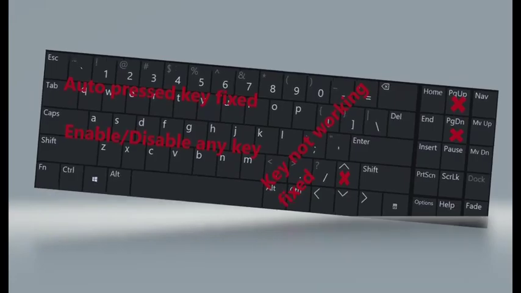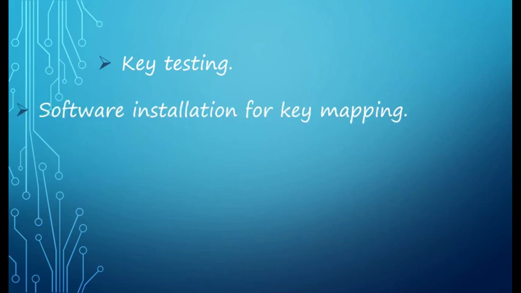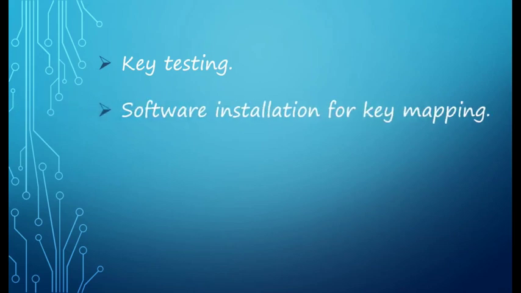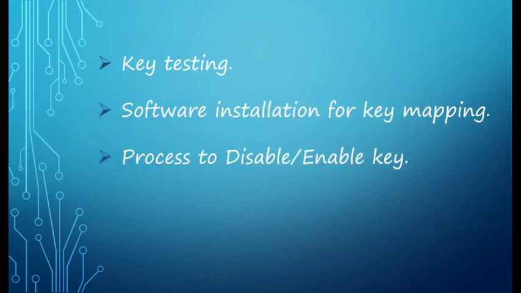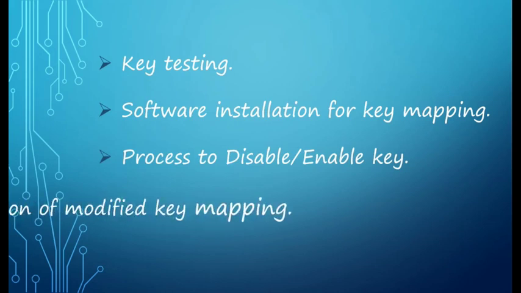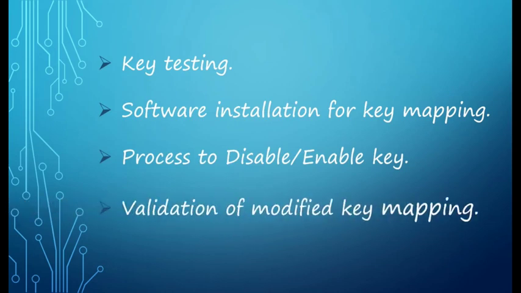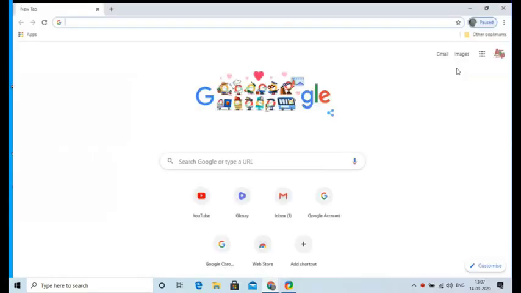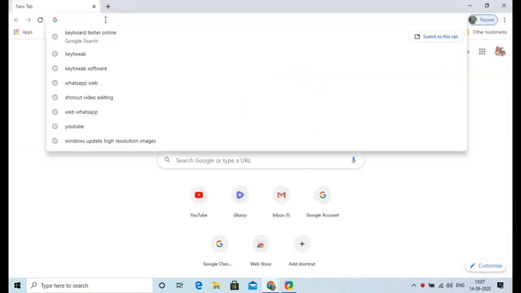Without wasting time, let's start our tutorial for the day. In the process to fix your keyboard, today we'll discuss the various aspects of keyboard fixing. First, we'll discuss the process to test your keys. Second, we'll go for the software installation required for key mapping. Third, we'll discuss how to enable and disable the key, and fourth, we'll do the validation for modified key mapping. So in this process, let's start with the testing part.